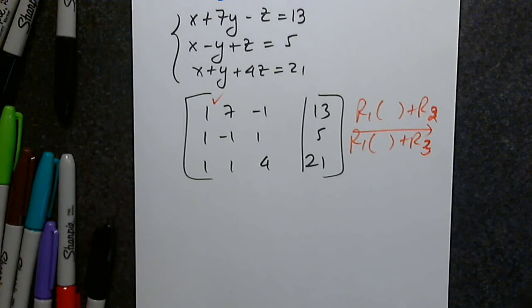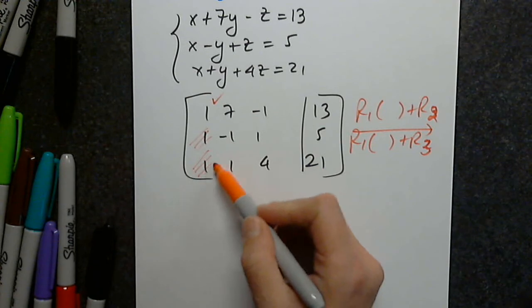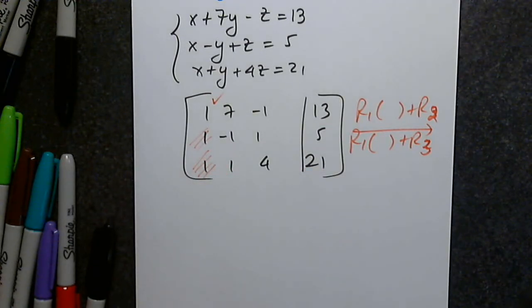So we use row 1 to eliminate this. So this is what we want. These two have to go away. That's the sequence of steps. So after we get this, the one in the upper left, we want to use that to eliminate the ones in the second row and third row.